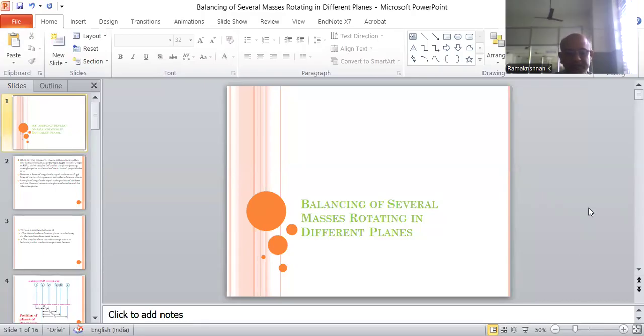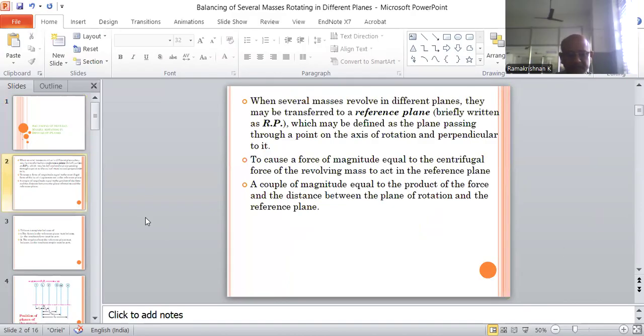Students, in the previous session, we dealt with the balancing of several masses rotating in the same plane. In this session, let us discuss the balancing of many masses rotating in different planes. Here, we adopt a procedure: when many masses rotate in different planes, they may be transferred to a plane called a reference plane. So all the rotating planes are transferred to the reference plane.